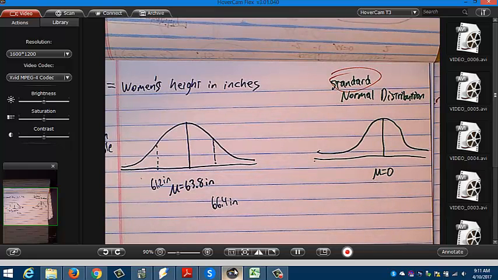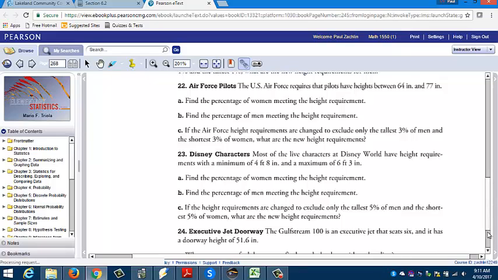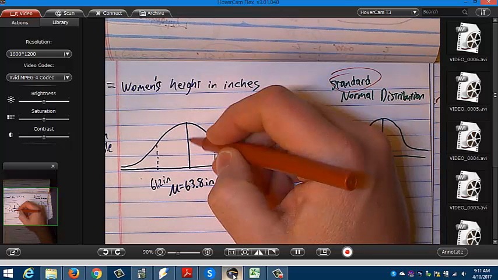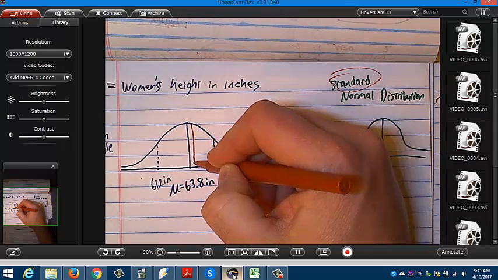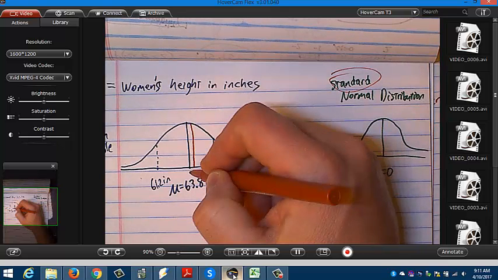Right? Okay. So what's this problem all about? The problem I'm working on now, that's the Navy pilots. Let's go down to Air Force. Find the percentage of women meeting the height requirement: heights between 64 inches and 77 inches. Where's that? Well, on the picture, 64 inches would be just barely to the right of that line. That's the mean, right? So here is 64 inches.